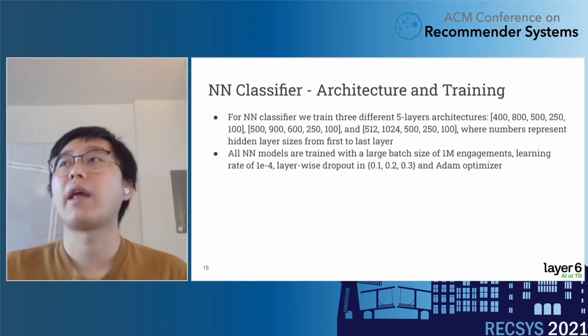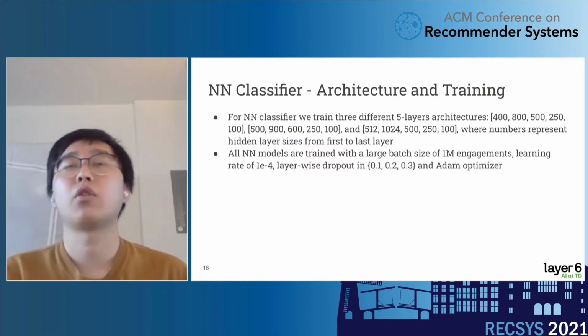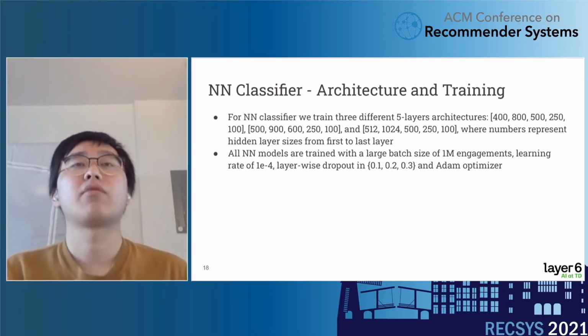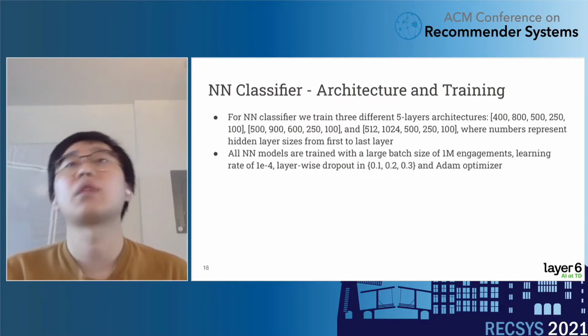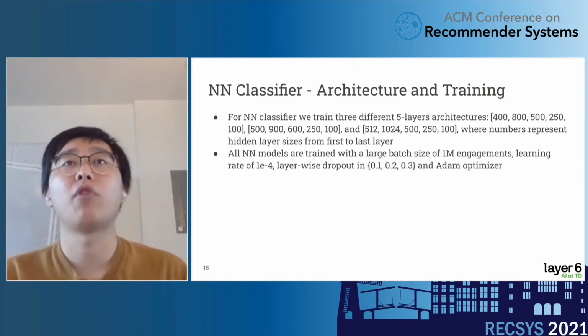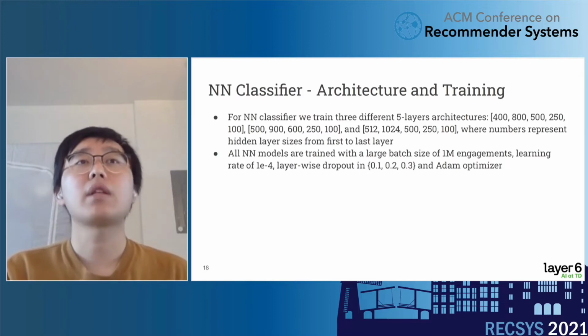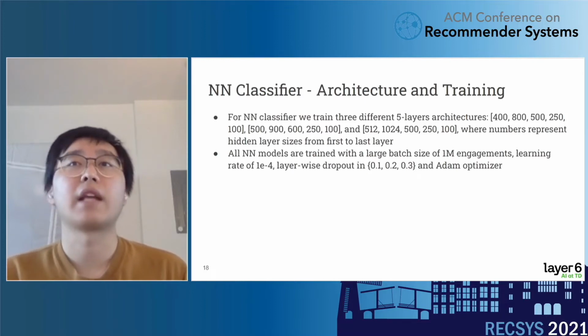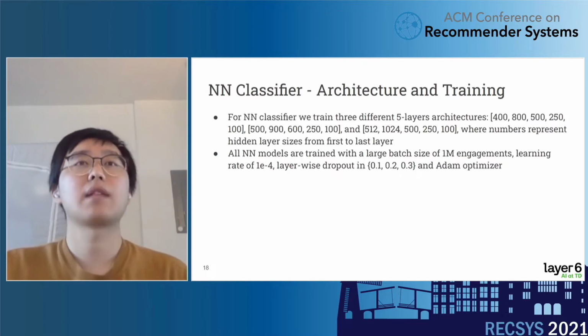And this is the training part for our NN classifier. For the architecture, we train 3 different 5-layer neural network architectures. The first one is 400, 800, 500, 250, and 100. The second one is 500, 900, 600, 250, and 100. And the last one is 512, 1024, 500, 250, and 100. The numbers represent the hidden layer sizes from the first to the last layer. Additionally, we have a last layer connected to 4 different outputs corresponding to the 4 engagement types. All the NN models are trained with a large batch size of 1 million engagements, a learning rate of 1e-4, layer-wise dropout of 0.1, 0.2, 0.3, and the Adam optimizer. So that summarizes our NN architecture.